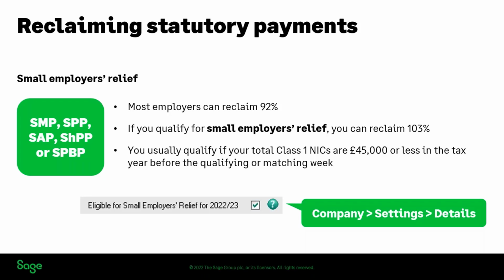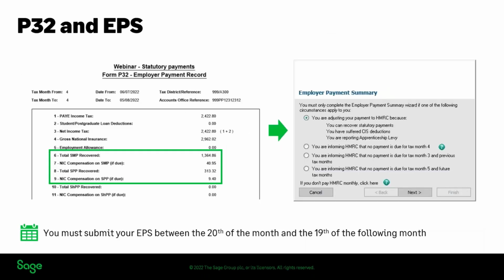And once you've dealt with that setting, it's at the end of the tax month that you'll do the reclaim. The reclaim amount will appear on your P32 report, including any NI compensation where applicable. And then you'll need to do an EPS submission at the end of the month to report the amounts that are being reclaimed.